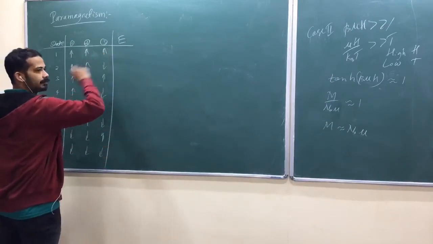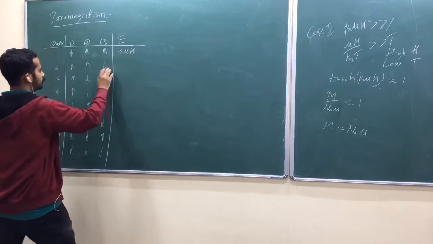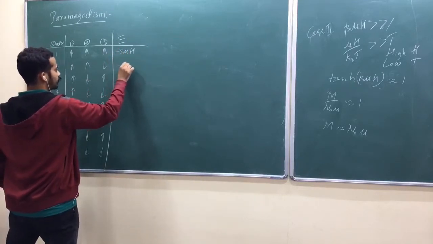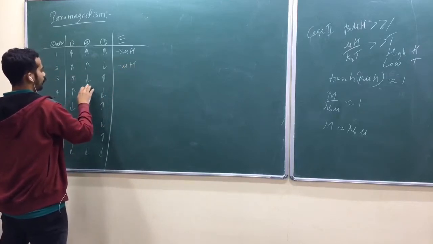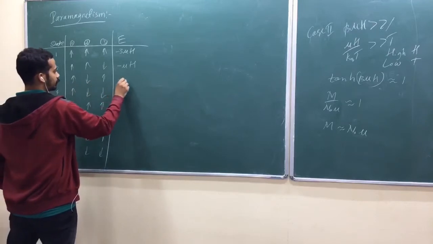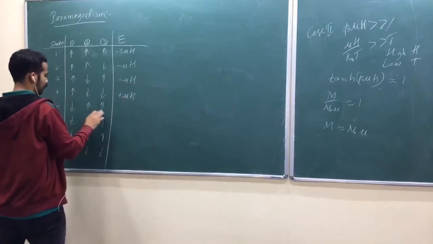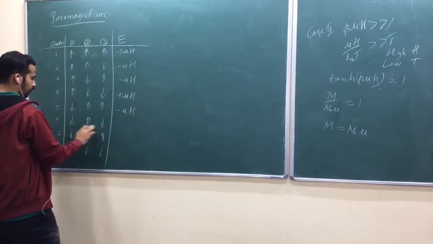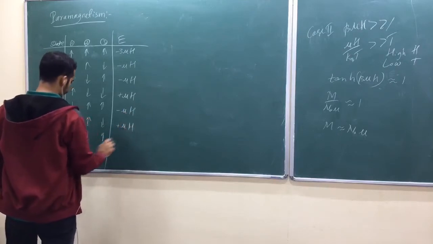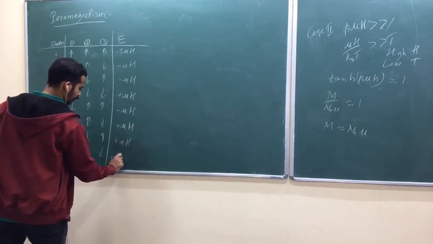What is the energy? Minus 3 mu h, quickly. What is this one? Minus mu h, 1 down, 2 up, again minus mu h, plus mu h, again 2 up, 1 down, minus mu h, 2 down, 1 up, plus mu h, plus mu h, plus 3 mu h. Am I right?